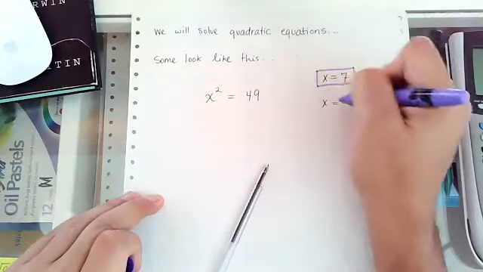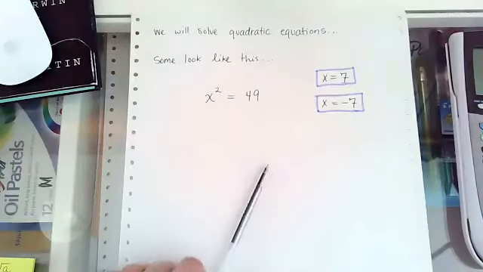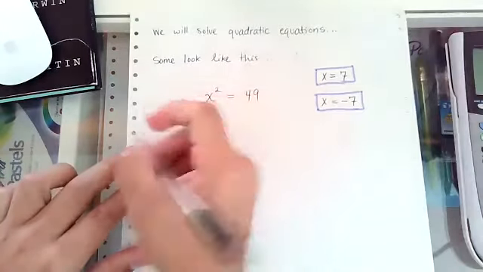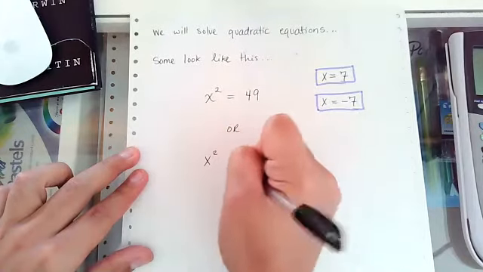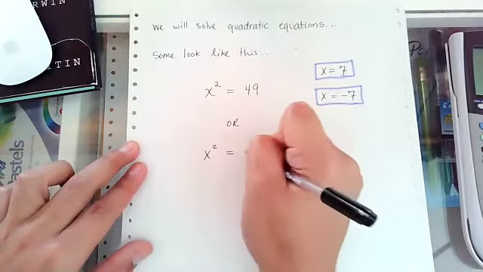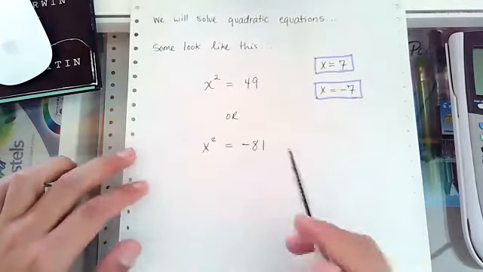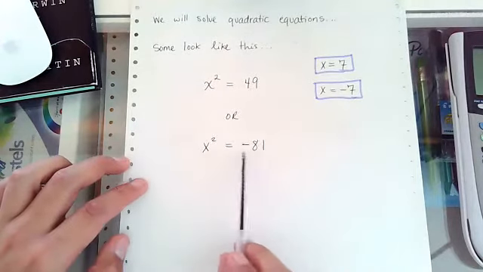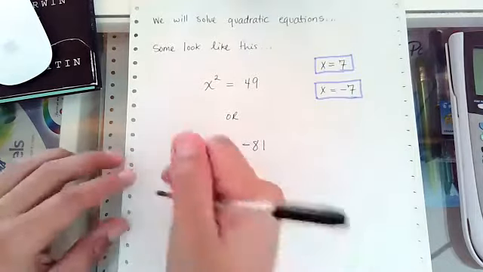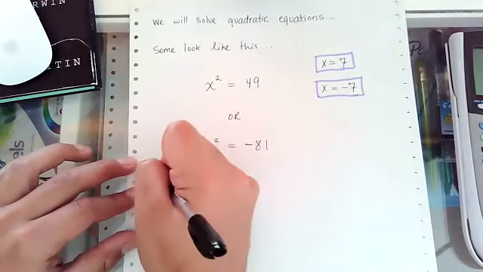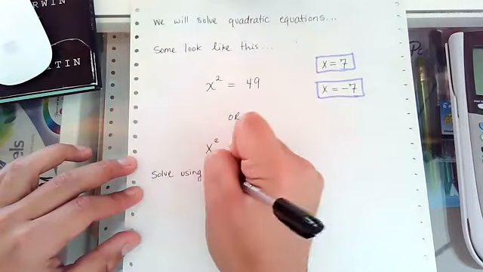But that one was really nice because we're just dealing with positive numbers there. Some of them look like this. X squared is equal to, let me do -81. So in this case, we sort of have to solve it using something called the square root property.